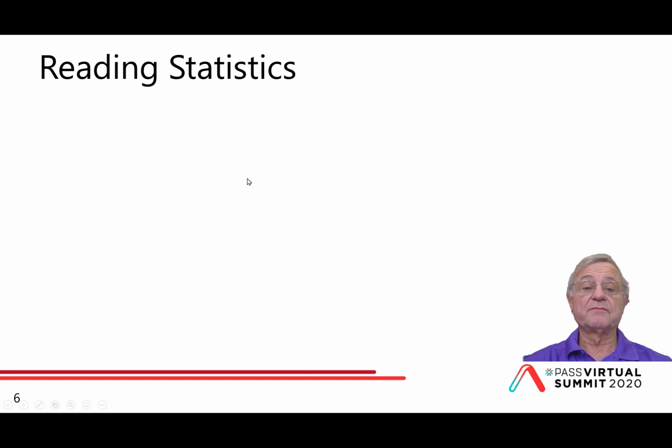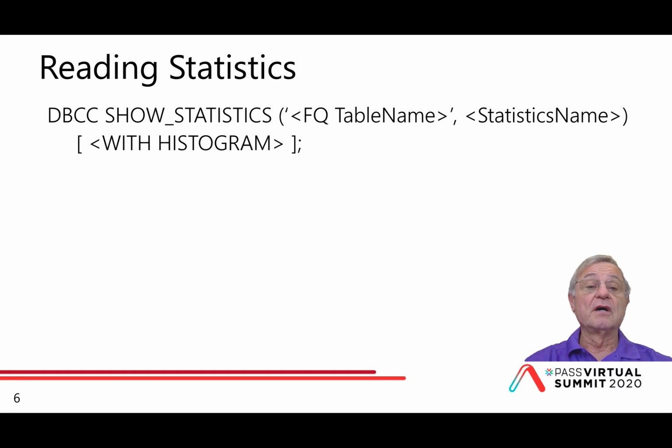Reading statistics. There are a couple of ways to read statistics. I will go over both of them. The first one is the tried and true DBCC SHOW_STATISTICS. That's been around since the beginning, I think. And you pass in 2 parameters to that. The first one is a fully qualified table name, followed by the statistics name. They're both names, neither one are IDs. And I've shown one of the options, with histogram, because without an option, it returns multiple result sets, and I typically only want to see the histogram.